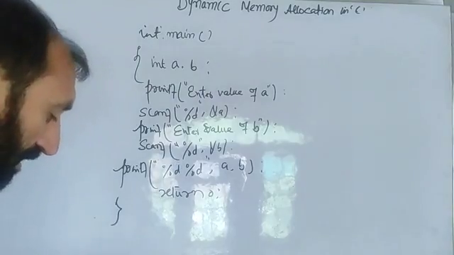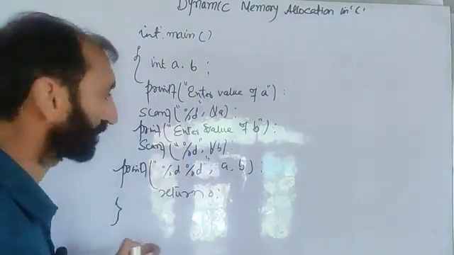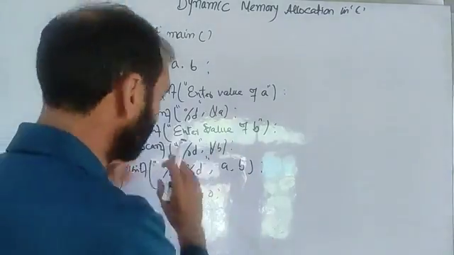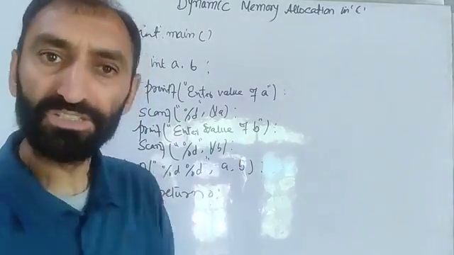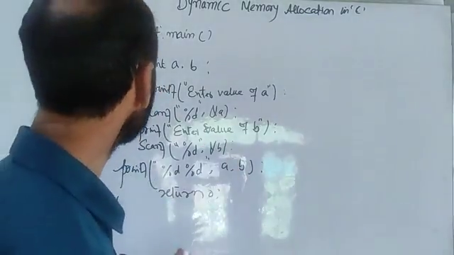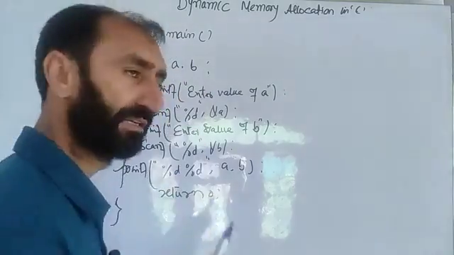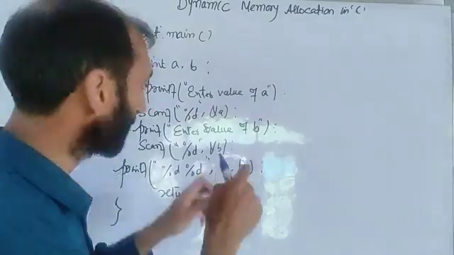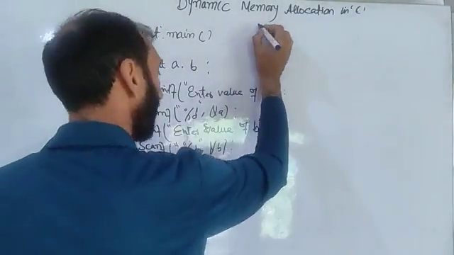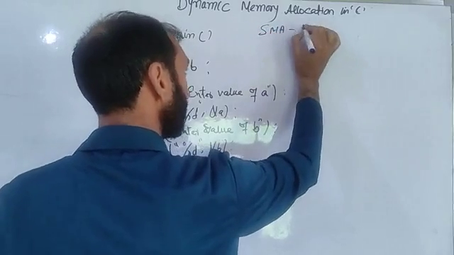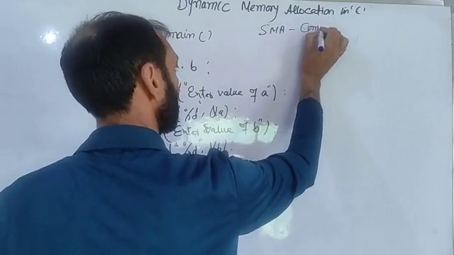Here I have written a small program which will take two values from the user and will display those two values on the output screen. It's a small program in which I have declared the two variables a and b. With the help of this program, we will discuss what is static memory allocation, or memory at compile time.